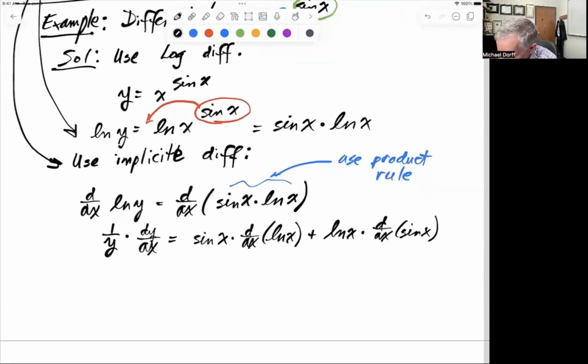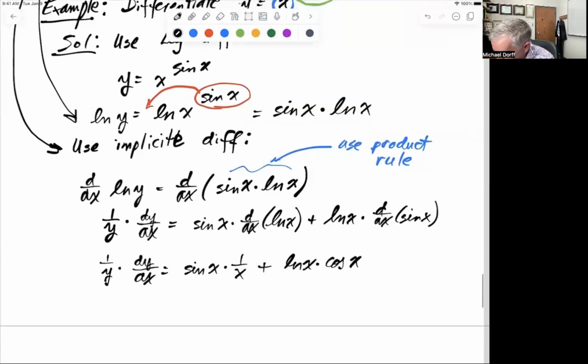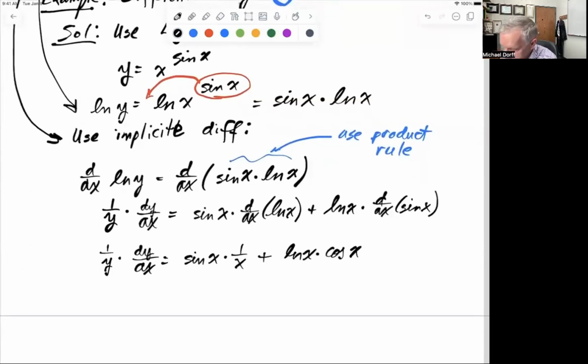Now let's simplify this a little bit. We've got 1 over y times dy dx equals sine x, and now I take the derivative of the natural log of x, which is 1 over x. And then I've got plus natural log of x times the derivative of sine x, which is cosine x. All right, good. Now I do step 3.